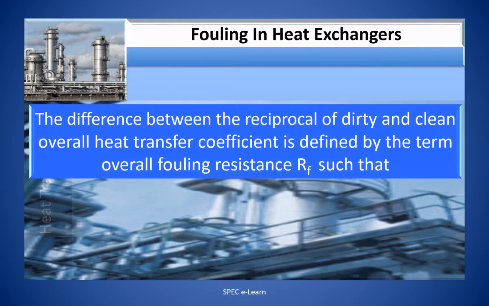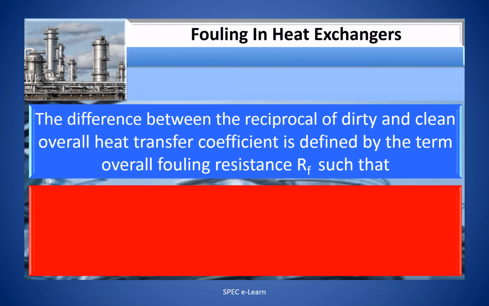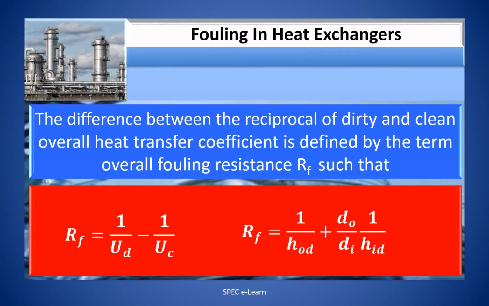The difference between the reciprocal of dirty and clean overall heat transfer coefficient is determined by the term overall fouling resistance RF, such that RF = 1/UD - 1/UC, RF = 1/HOD + (DO/DI)(1/HID).